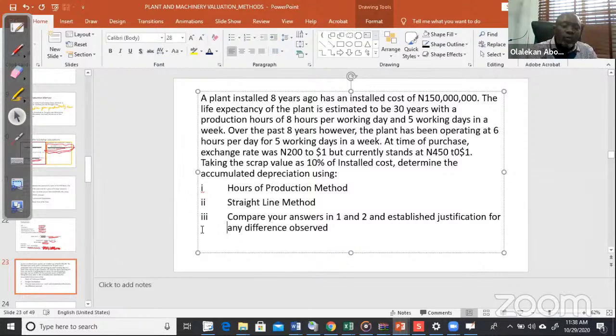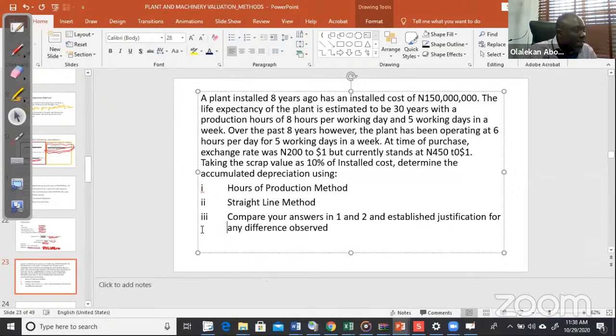You have to determine using 2 methods here. Using the straight line method is very simple. You have the age in use, which is 8 years, and the life expectancy, which is 30 years. So conveniently, you can apply your straight line method to determine your accumulated use. For the hours of production method, you will convert all the years into hours.